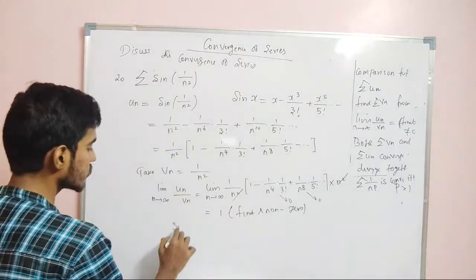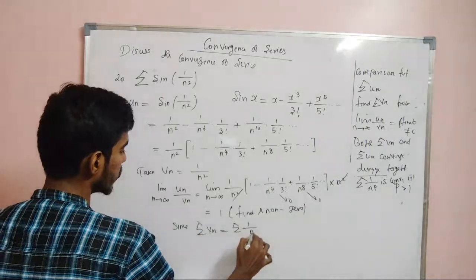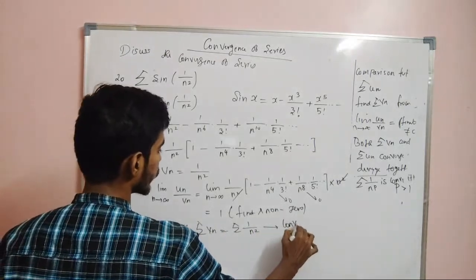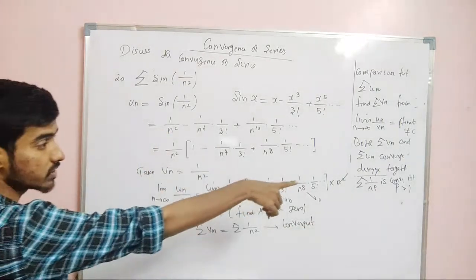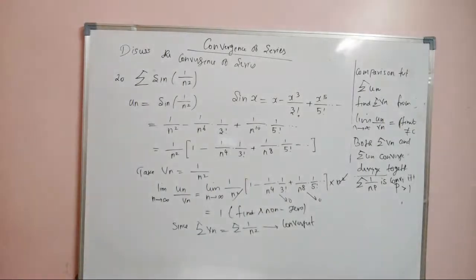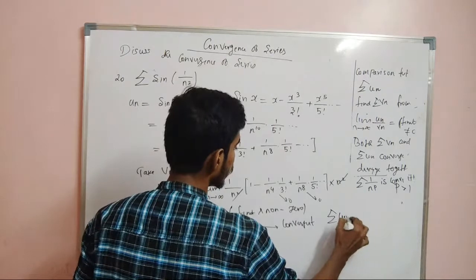So since summation Vn, so what is summation Vn? It is summation 1 by n square. This is convergent. Why? Because summation 1 by n square is convergent, because p is equal to 2 here, which is greater than 1. So therefore, summation Un is also convergent.